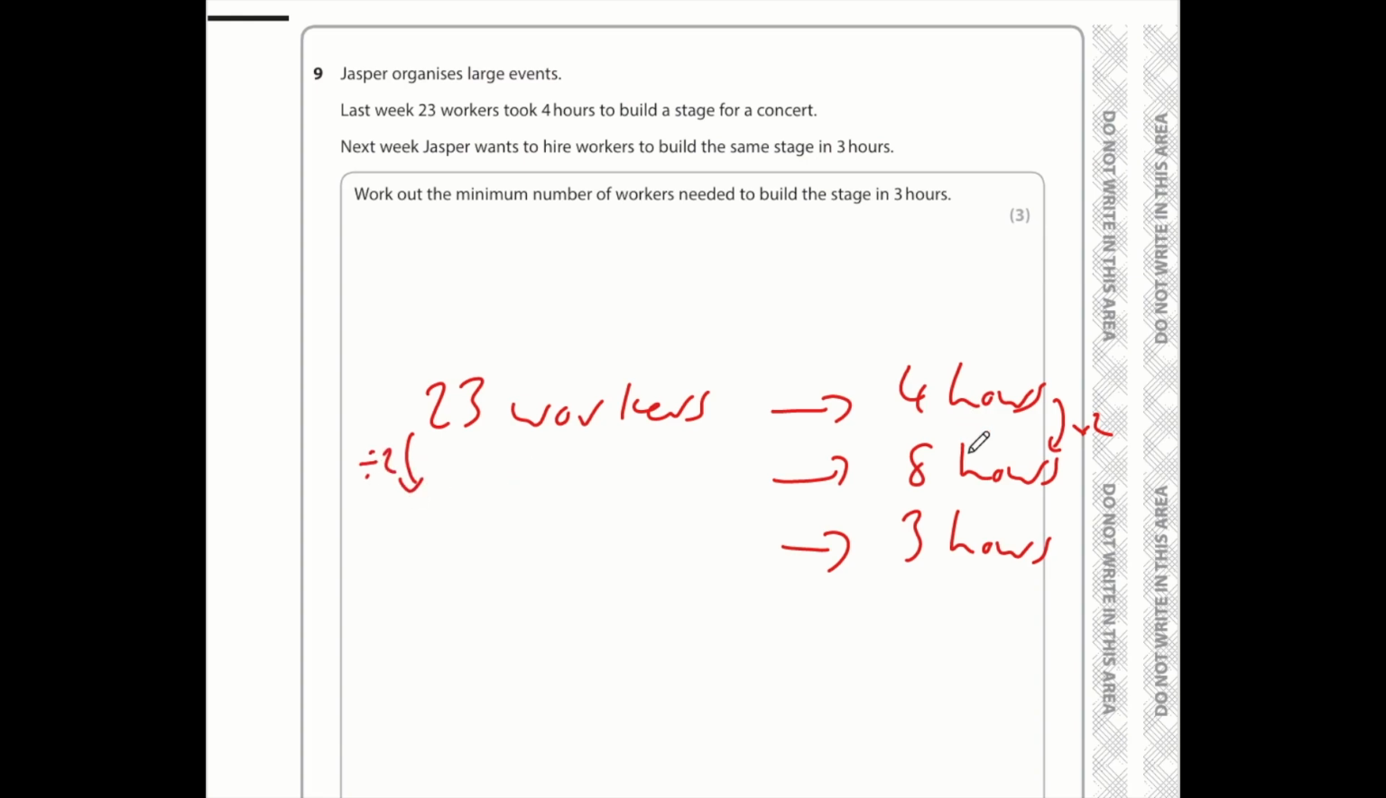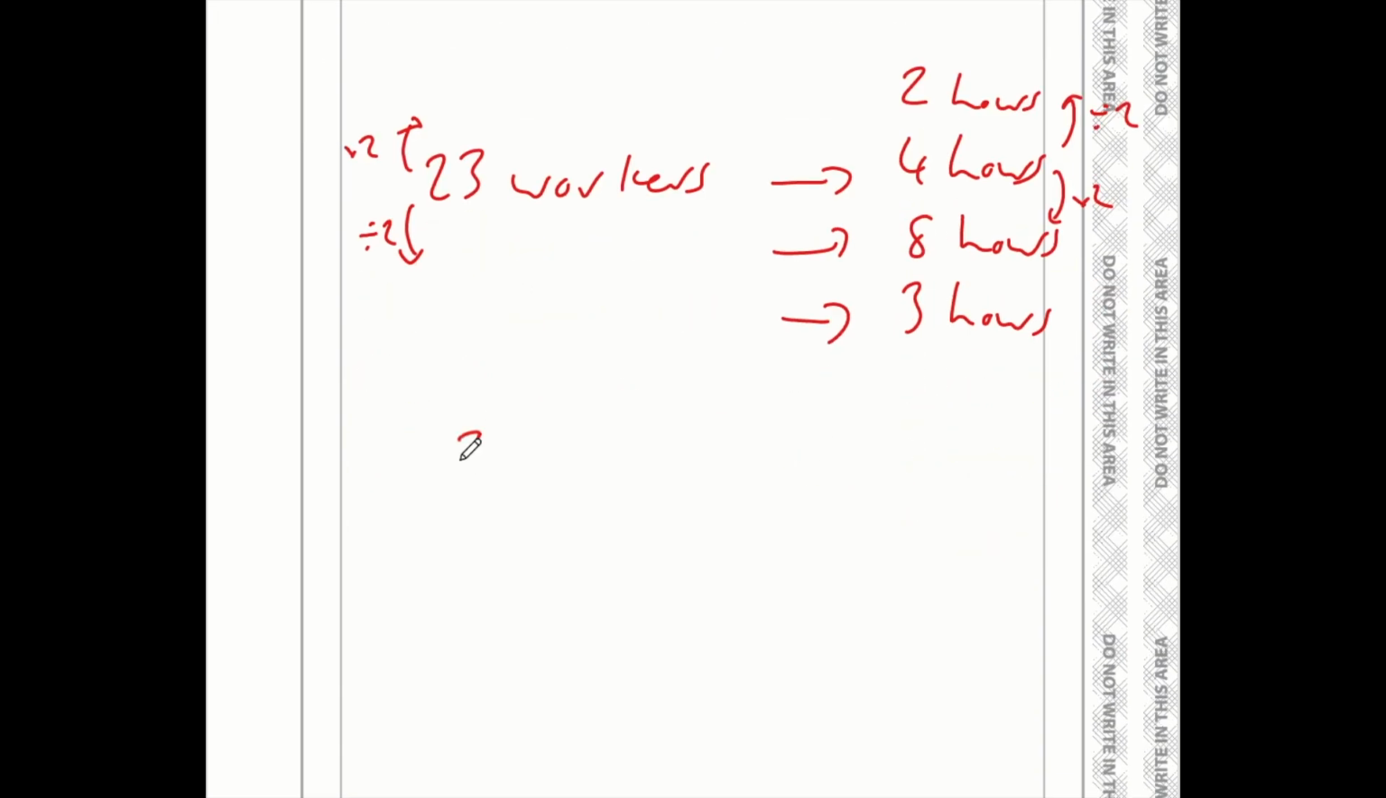Now, I don't know why I picked 8, by the way. Maybe I should have picked 2. So if it was 2 hours, that is half the time, but it's not half the workers, it would be double the workers to speed it up. Now it would be easy to go from 4 hours to 8 hours, or to go from 4 hours to 2 hours, but how do we go from 4 hours to 3 hours? Let me just write this out again a little bit more clearly. So 23 workers takes 4 hours. How do we get from 4 hours to 3 hours?